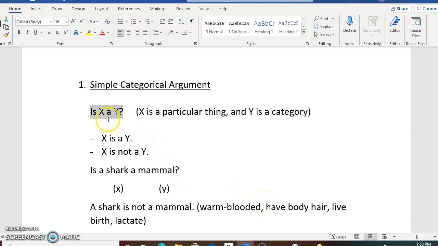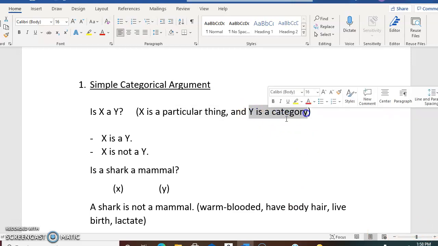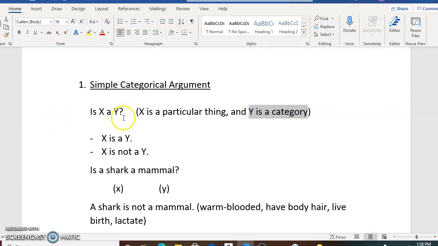Okay, in this case, the X is just going to be any particular thing. Could be anything, right? Just any old thing. And the Y right here is a category. And so we're asking basically, does this thing fit into this category or fall into this category? If you think about it, a category really is a kind of conceptual box that you can put different things in.